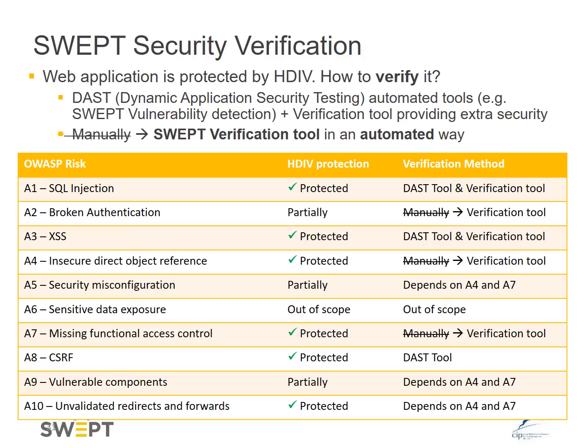Without Swept, traditional tools such as Acunetics, which we showed in an earlier demo, can be used to detect vulnerabilities, but they don't detect all risks or all vulnerabilities. When using Swept though, we know which risks we should be protected against, as we know which risks the Swept tools can protect against. Therefore, it should be possible to verify that these risks are protected against. We've developed an automated verification tool that does exactly that. It verifies that all of the protection components are operating exactly as they should be. This could be used as well with existing tools like Acunetics to verify even further.